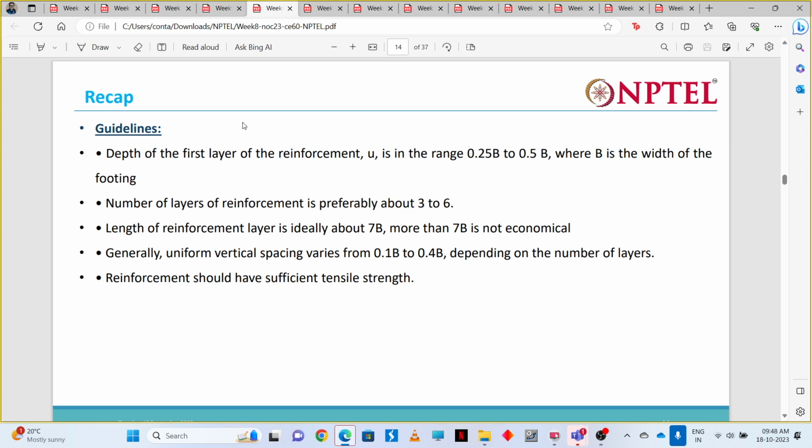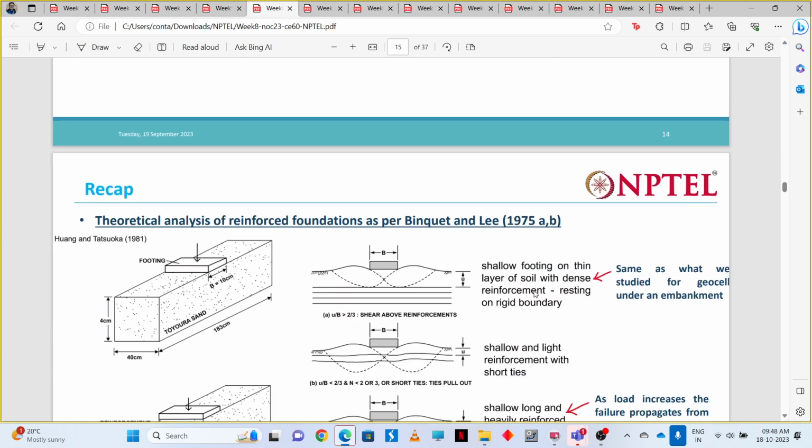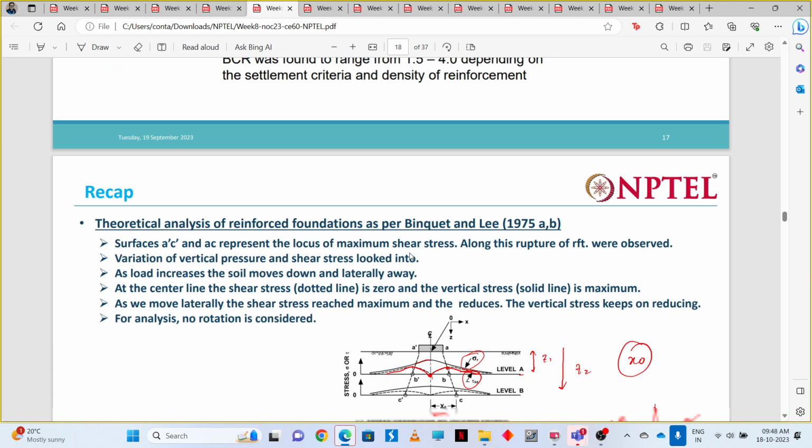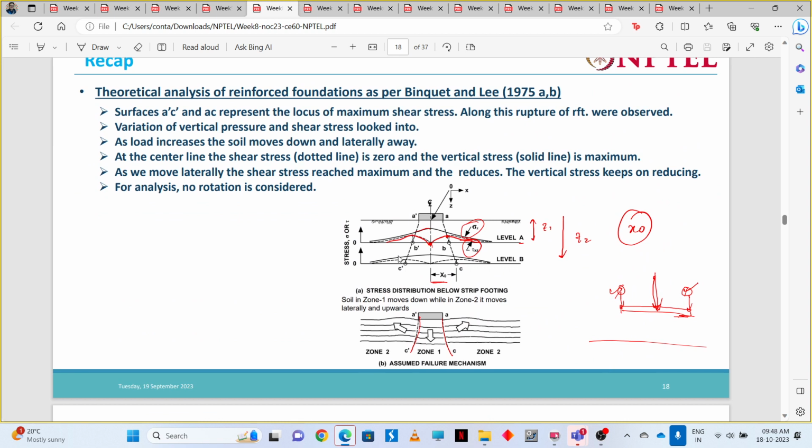Then there are some basic guidelines that we should follow. We discussed all these things in detail, where the shear stress is actually maximum. At that point only there is a chance that the reinforcement is going to rupture. All these things we discussed.